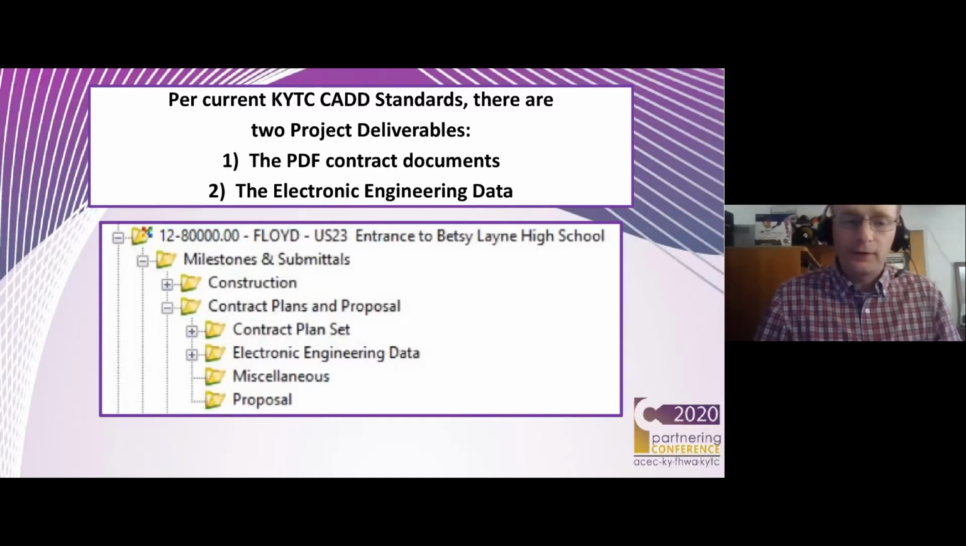The thing that's different, though, is that now one of the deliverables is the electronic engineering data. You can see here in this screenshot that the new structure that you would be delivering on a project has under contract plans and proposal a directory called electronic engineering data. Now that directory is a set structure, and I'll show in a second how many different subdirectories it has, but that will always be submitted when you have an OpenRoads project.